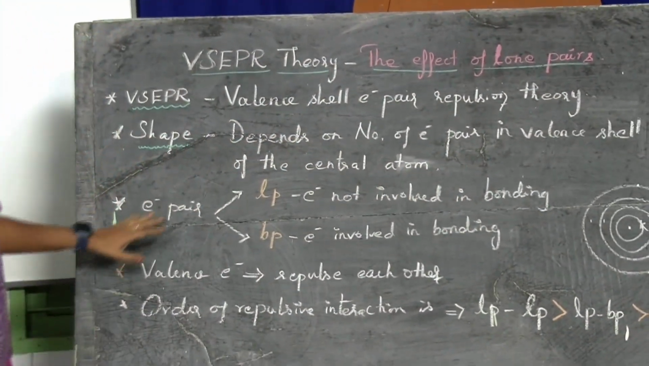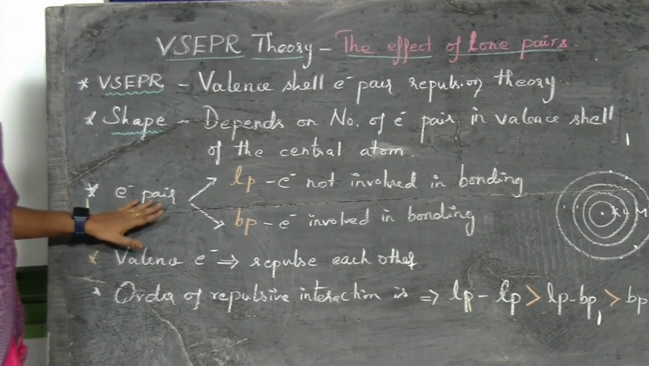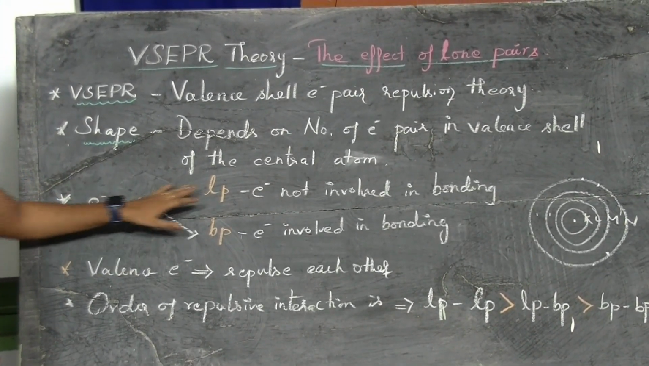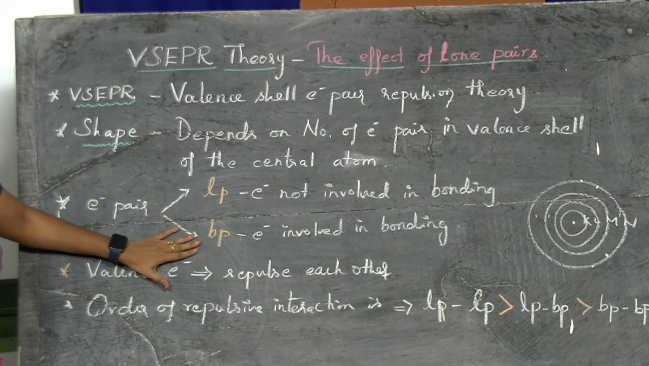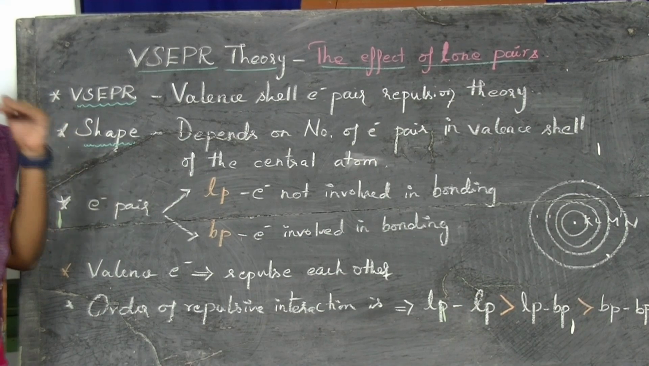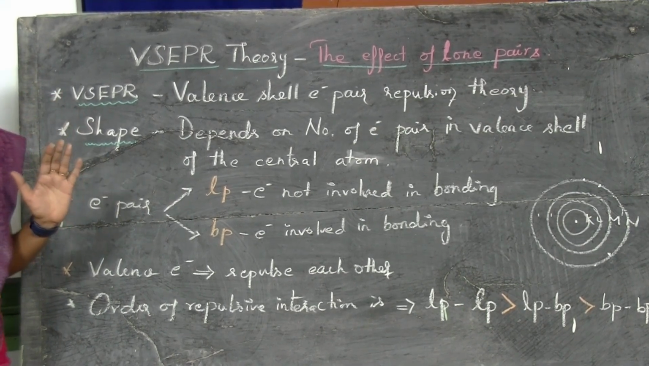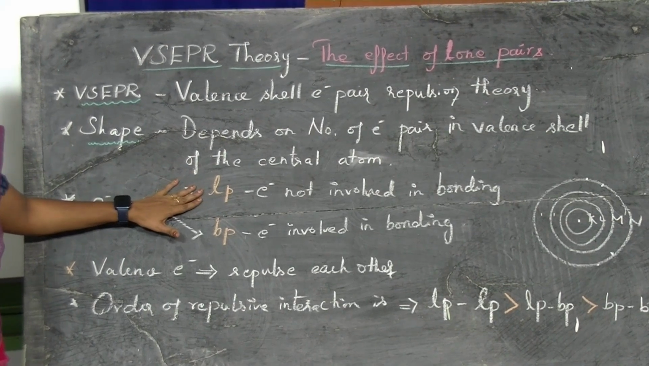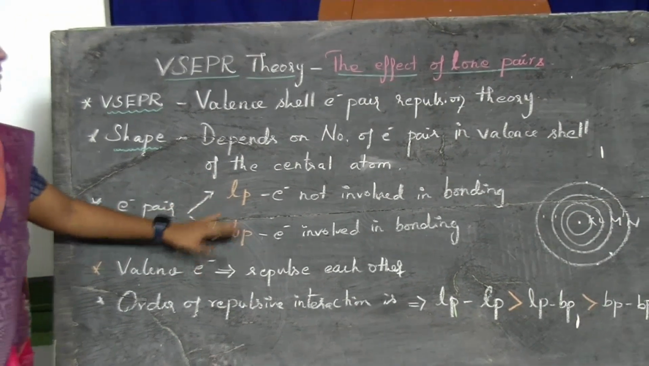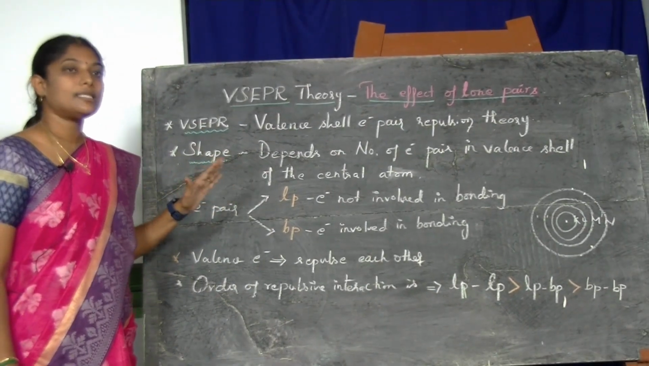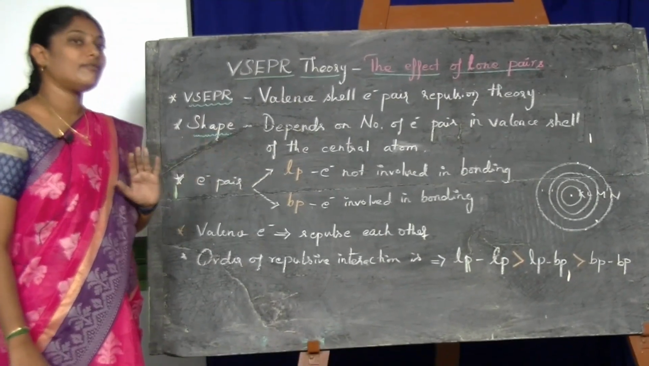Then the electron pair. Electron pairs are classified into two types: one is lone pair, another one is bond pair. Lone pair means the electrons which are not involved in bonding. Those electrons are said to be the lone pair of electrons. In bond pair, the electrons which are involved in bonding are said to be the bond pair of electrons.